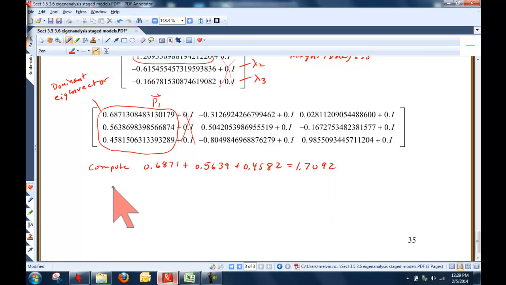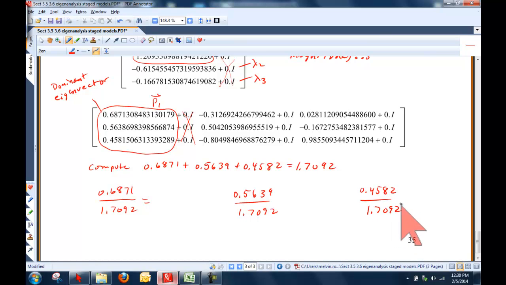1.7092, and so to normalize, that would be to take the 0.6871 divided by 1.7092. Likewise, to take the 0.5639 divided by 1.7092, and finally the 0.4582 divided by 1.7092. And let's compute each of those, and you get 0.4020, 0.3299, and 0.2681.